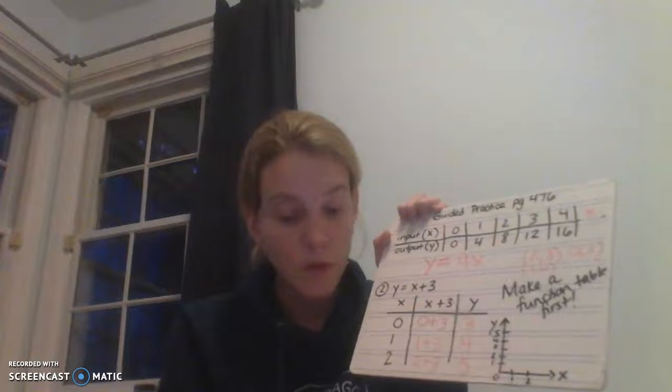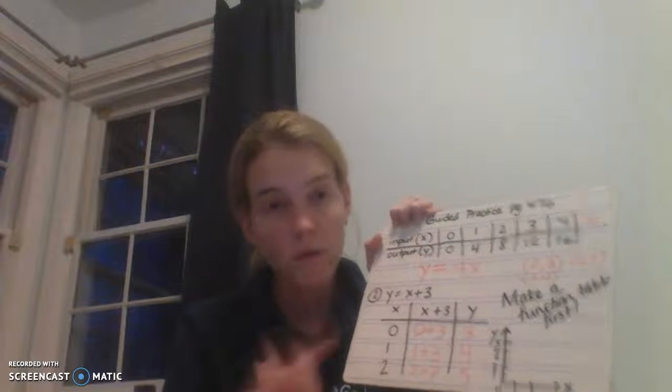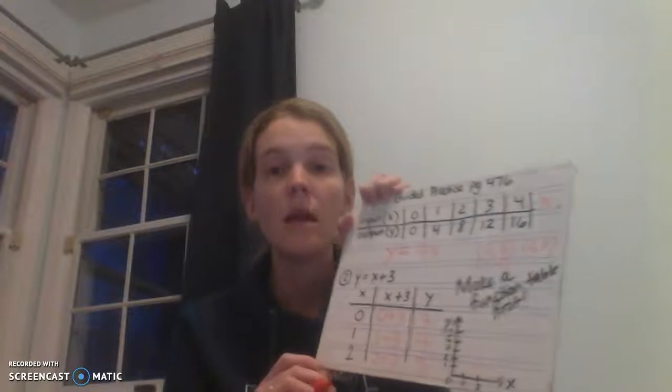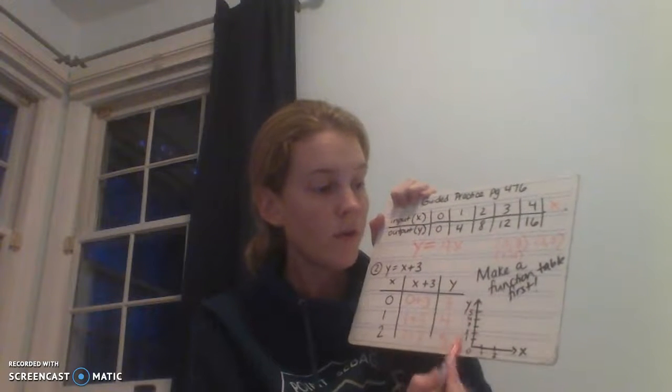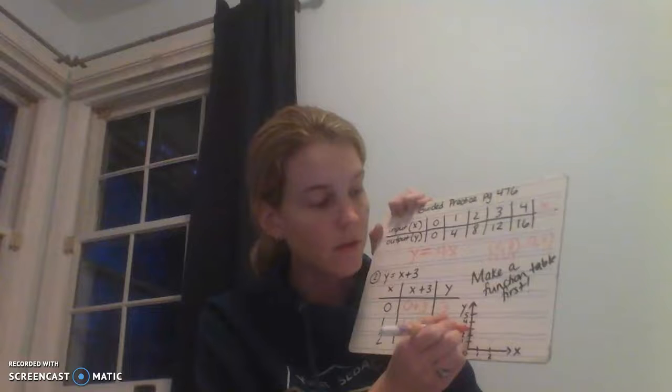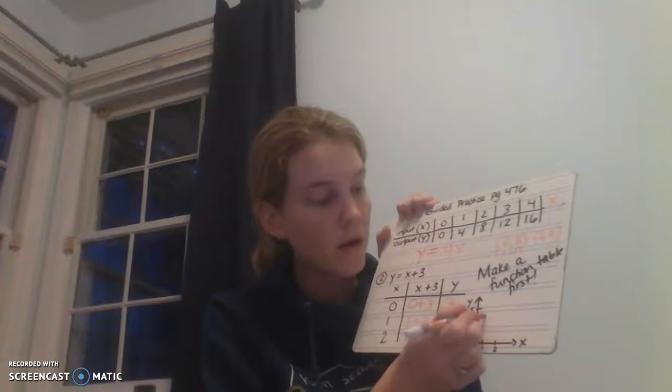And again, they don't give you a graph on number 2. Sometimes they'll give you the little coordinate plane, but they didn't give you one, so you could just draw one out like I did. And what you're going to do is plot your points. So you're going to go over 0 and up 3. So it's going to be on this line right here. You're going to go over 1 and up 4. And you're going to go over 2 and up 5.